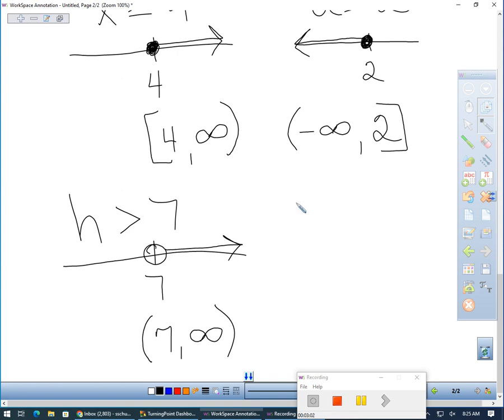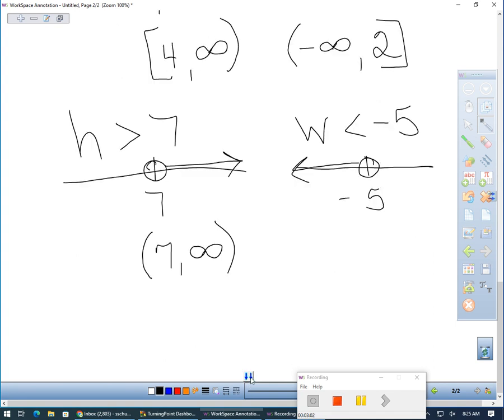And let's say we have W is less than -5. On my number line at -5, I have an open dot, and this goes to the left. My interval notation starts with the arrow, which means I'm starting at -infinity. I go to -5, and when it's an open dot, it's a parenthesis.